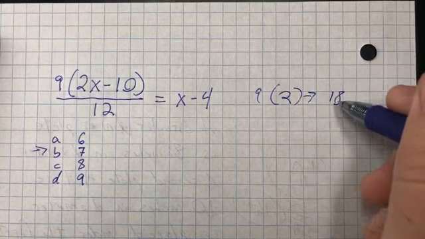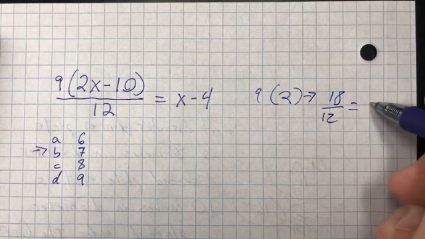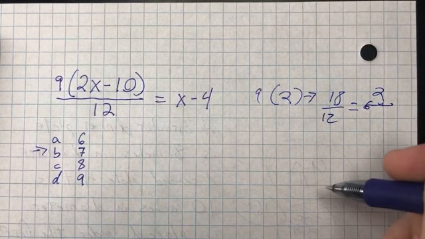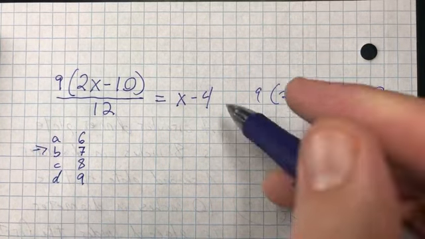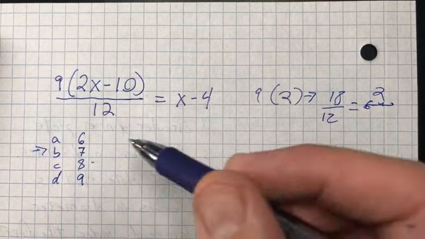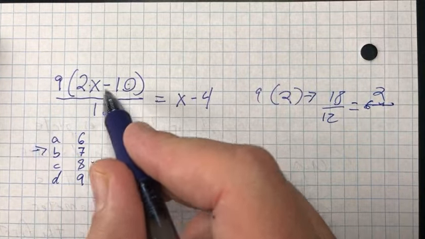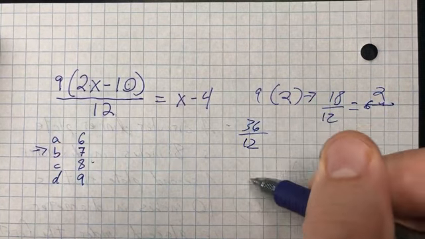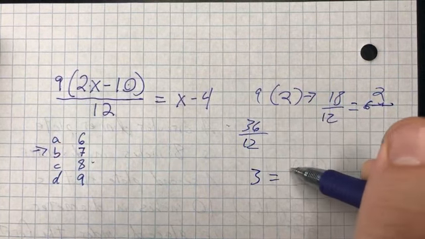That'd be 18 over 12, and that would equal 6 minus 4. That would equal 2. Nah, that doesn't work, right? So for this one, we could try the 7 one. We have 14 minus 10. That's 4 times 9. That's 36 over 12. That equals 3. So 3 equals 7 minus 4.